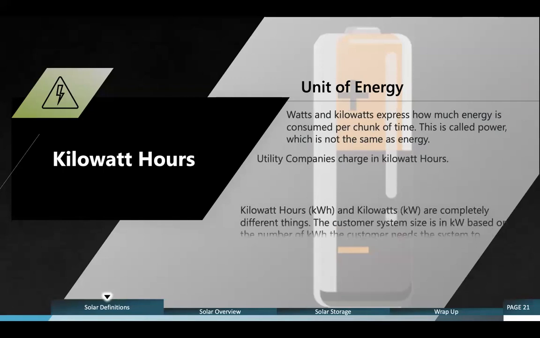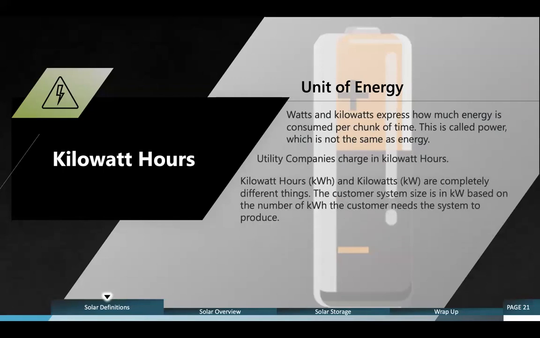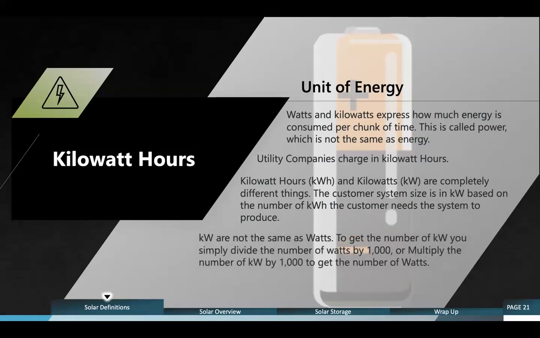Utility companies charge by kilowatt hours. Kilowatt hours and kilowatts are completely different things. The customer's system size is based off of kilowatts, based on the number of kilowatt hours the customer needs a system to produce. Kilowatts are not the same as watts. To get the number of kilowatts, you simply divide the number by 1,000, or multiply the number of kilowatts by 1,000 to get the number of watts.